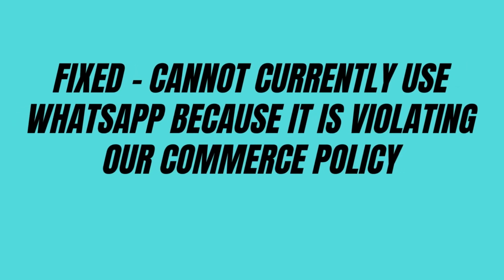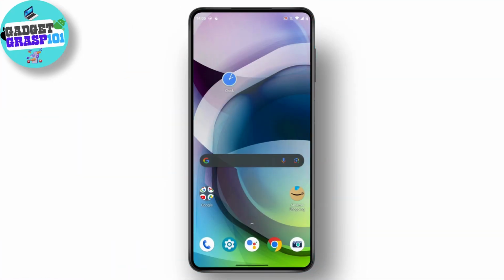Today we are going to learn how to fix "cannot currently use WhatsApp because it is violating our community policies." So let's get started. If you have violated any community policies, or if you have not violated any policies but you face this error which says you have violated community policies and you want to fix that, you can follow some easy steps.